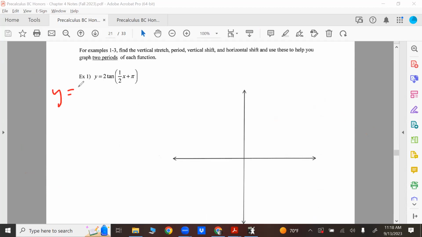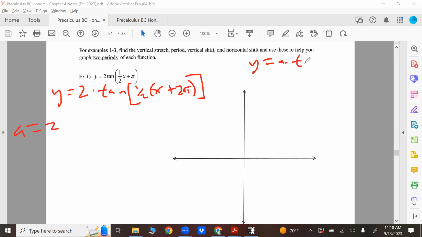So I'm going to rewrite this: y equals 2 times tan of 1/2 x plus what are you going to put inside? 2 pi. Thank you. Yes, you divide by 1/2, which is multiplying by 2. So let's figure things out here. A is 2. That does matter. It's not quite an amplitude, but it does matter. And generally speaking, we have y equals a times tangent of b times x minus h, plus k. And the period, of course, is pi over b.